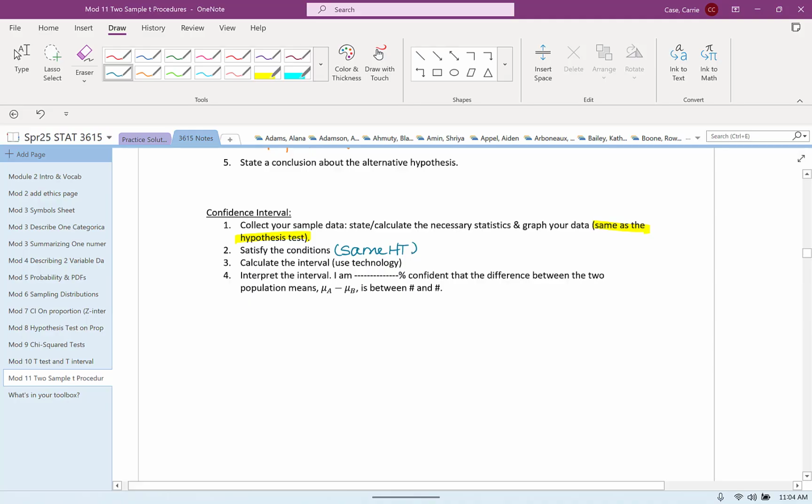You're going to calculate your confidence interval using technology. So we're getting a lower bound and an upper bound, two different numbers to tell us what the bounds are on the difference of means, mu1 minus mu2. And then we interpret our interval. But when we interpret our interval, the words change just a little bit. I am blank percent confident, so 95% or whatever, that the difference between the population means mu A minus mu B is between my lower bound and my upper bound. All right, so we've gone through all of the details.